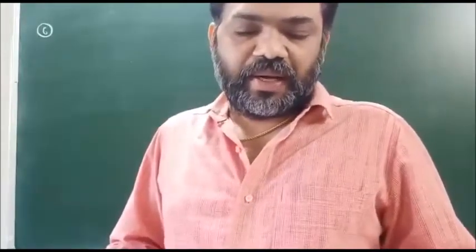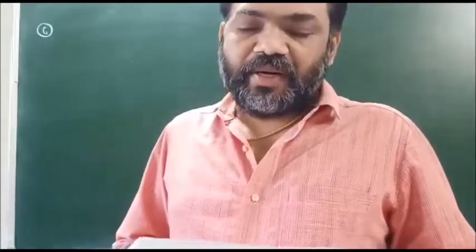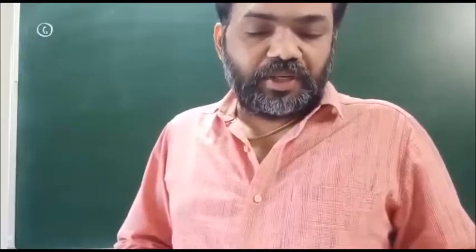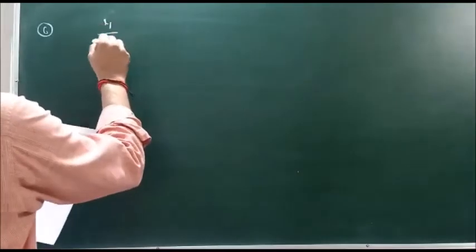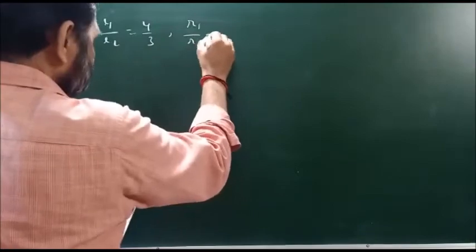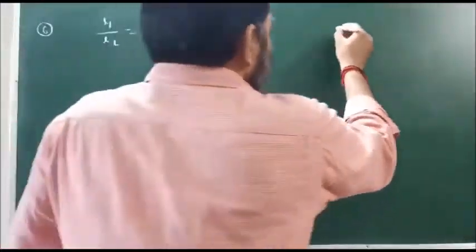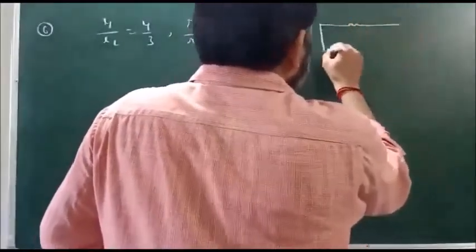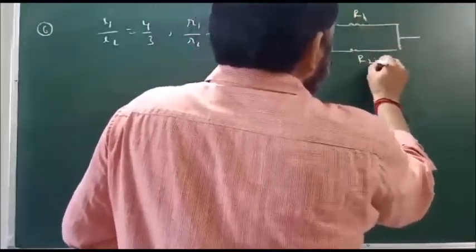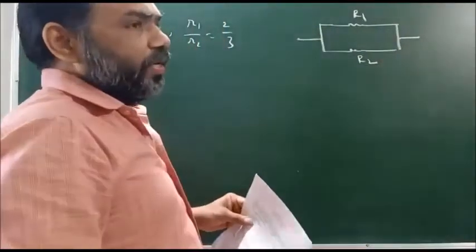Next, sixth question. An electric current is passed through a circuit containing two wires of the same material connected in parallel. If the lengths and radii of the wires are in the ratio 4:3 and 2:3, then the ratio of the currents passing through the wires will be dash. Given the ratio between the lengths of the wires L1 by L2 is equal to 4 by 3 and the radii ratio R1 by R2 is equal to 2 by 3. Given both the wires are present in parallel combination, let these two wires be present in parallel combination.